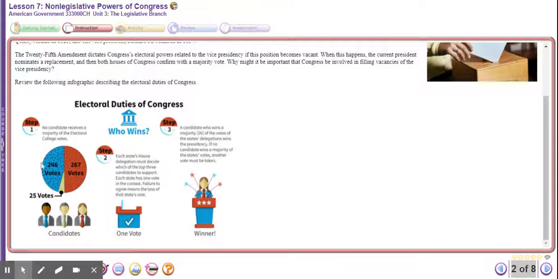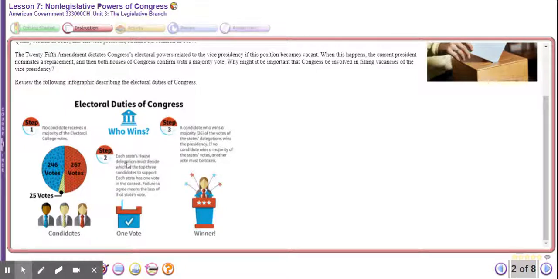Step one, no candidate receives a majority of the electoral college votes. Look, here in this scenario, we actually had three candidates. One of them won just a very few number, 25 votes. One won 246, one won 267, but neither of them got above 50%. So in that situation, it goes to the House of Representatives.